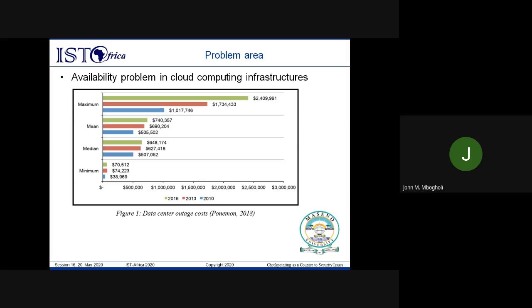We can see in 2010, the costs were at approximately 1 million USD. And by 2016, we are talking about $2.4 million in terms of outage costs. This is despite research being carried out in this domain, where researchers have been trying to come up with different availability mechanisms that can bring down the outage cost in data centers. And thus, this is what led us to our motivation question.